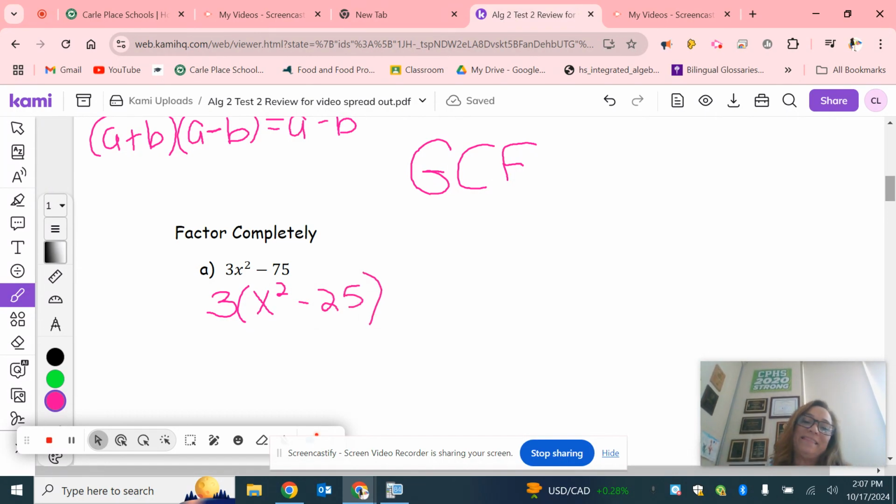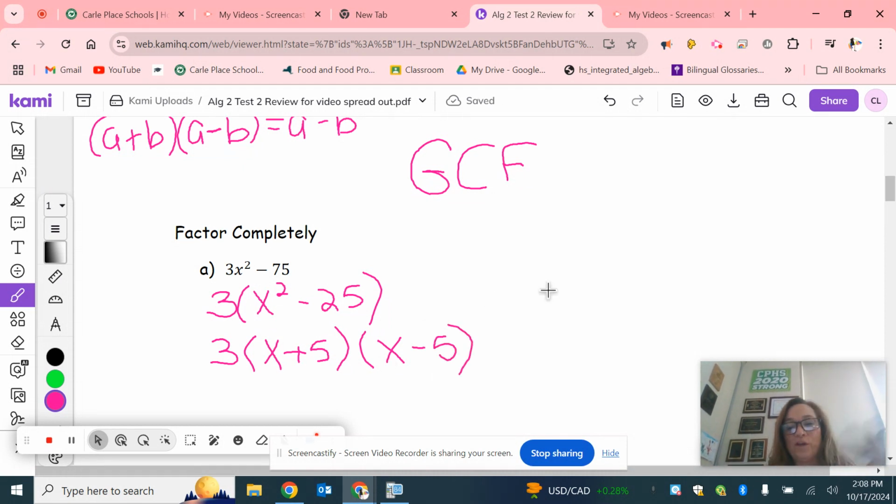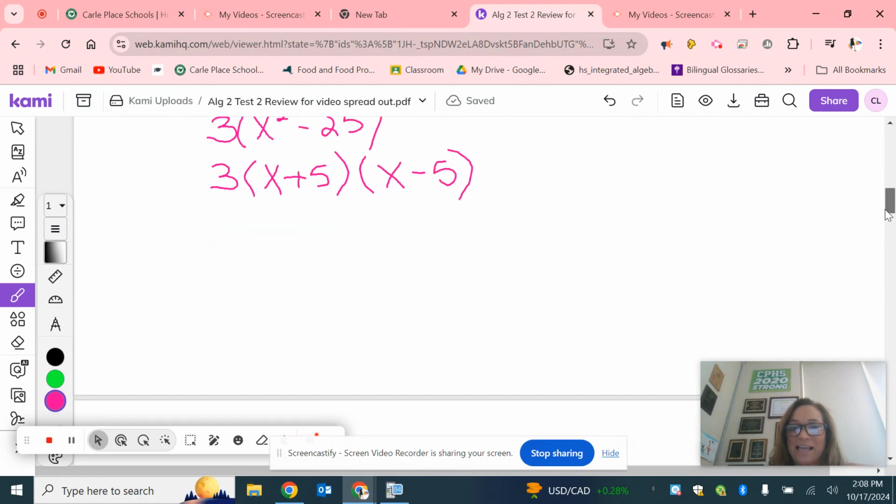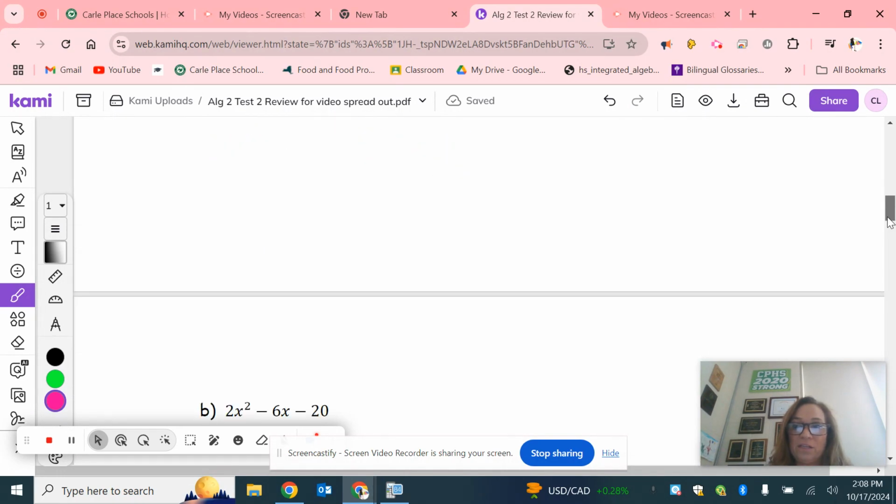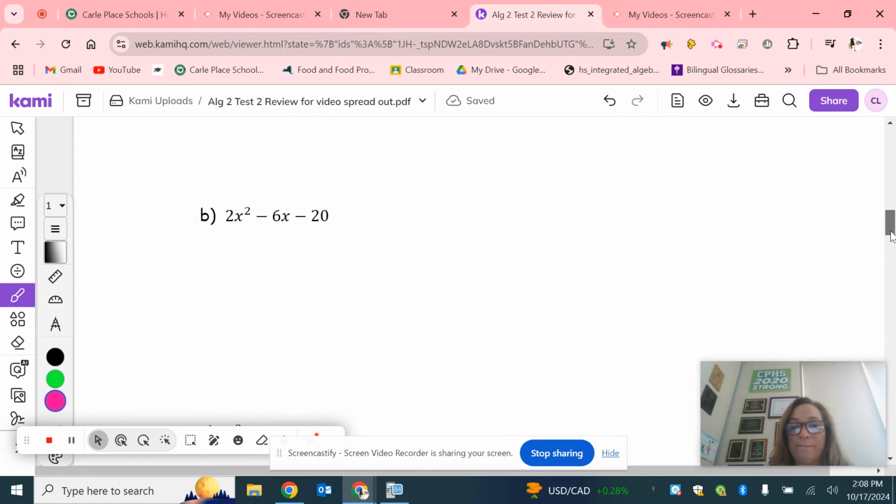And now I notice that that's the difference of 2 squares. So I do x plus 5, x minus 5. Okay, so a lot of times we're looking for patterns. I like to look for the difference of two squares, the sum or difference of two cubes. I also like to look for my perfect square trinomials because I totally love them in life. So, you know, you want to look for patterns. But again, GCF first. So I divide everything by 2.